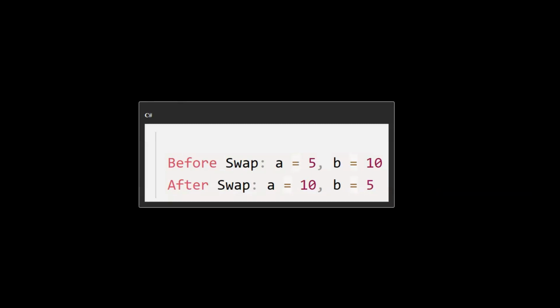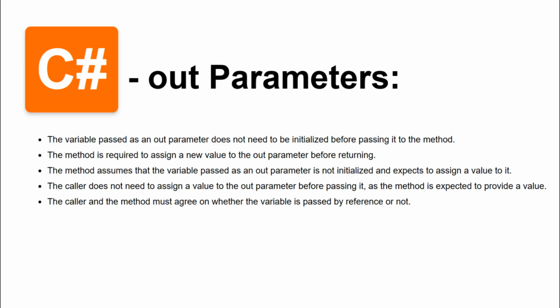Now let's look at the out parameters. The out parameters are similar to ref parameters since they allow a method to return multiple values or modify the original variable passed as a parameter. There is a difference though. With out parameters, the method assumes that the variable passed as an out parameter is not initialized and expects to assign a value to it.